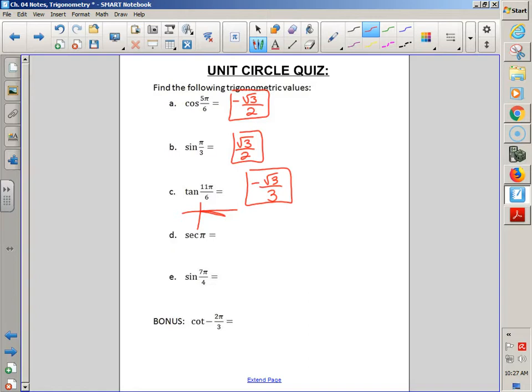Secant of pi. Oh, that's gross. Isn't pi on the axis? Ugh. And it had the point negative 1, 0. Secant is 1 over who? 1 over cosine, right? So 1 over x.